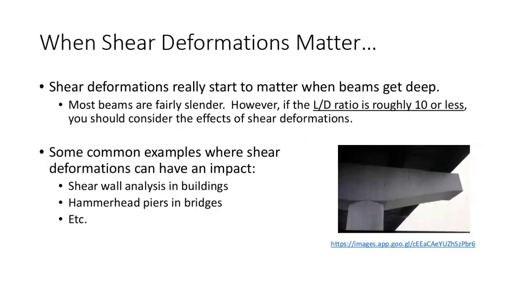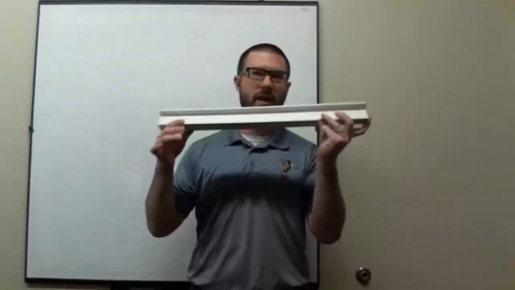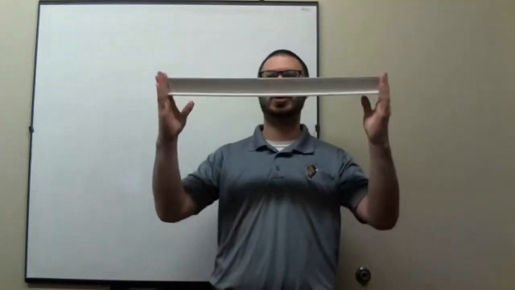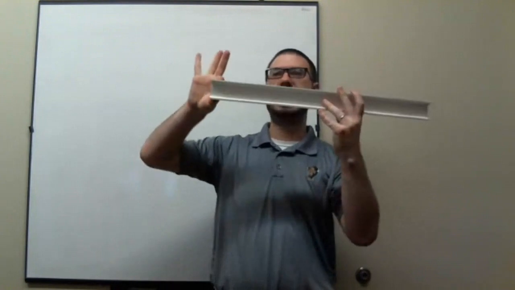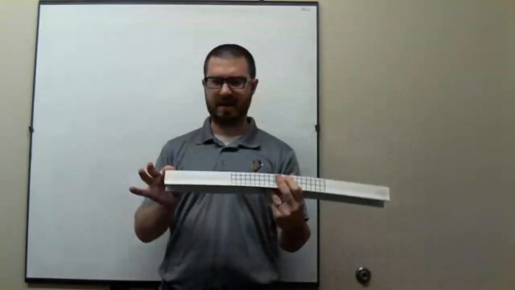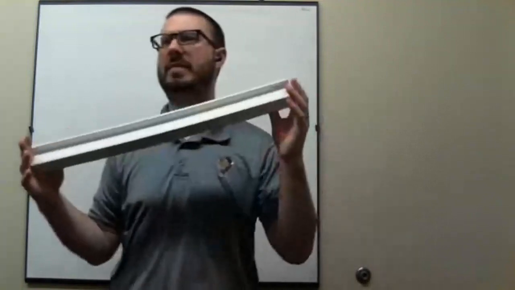Now let me get to the meat and potatoes of it. We haven't considered shear deformations, so maybe we ought to discuss when shear deformations matter. When do they actually have an impact? The short answer is shear deformations really start to matter when beams get deep. Usually in structural engineering, most beams are fairly slender. Looking at this little beam mock-up I have here, an elementary way of describing a beam's slenderness is the ratio of its length to its depth. The length to depth ratio of this beam is maybe 20 or 30 or something like that. I'd have to measure it.